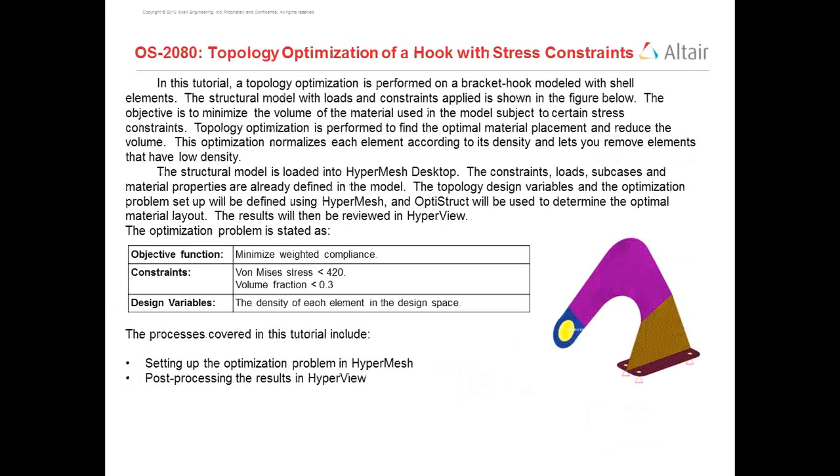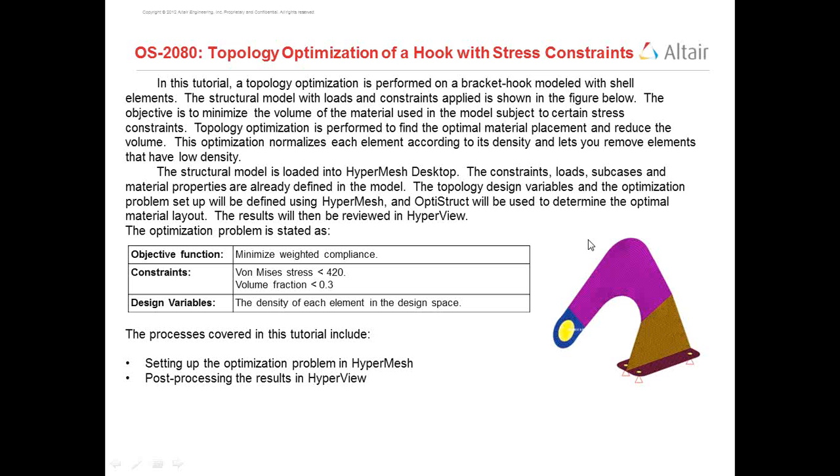So in this tutorial, a topology optimization is performed on a bracket hook model with shell elements. The structural model with loads and constraints applied is shown in the figure below. The objective is to minimize the volume of the material used in the model subject to certain stress constraints. Topology optimization is performed to find the optimal material placement and reduce the volume.